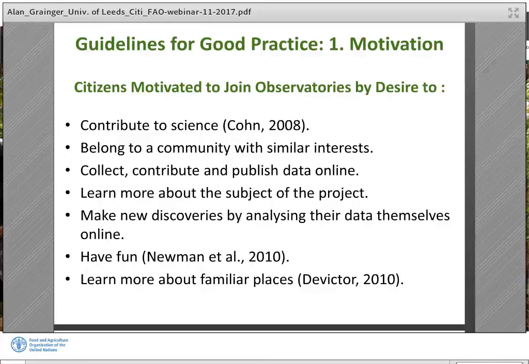Lessons learned over many years in citizen science projects can be used to construct guidelines for good practice for citizen observatories. For example, establishing a citizen observatory requires the motivation of a large group of volunteers, and citizen observer technologies should facilitate this. People will be motivated to participate by a desire to contribute to science, belong to a community with similar interests, collect, contribute, and publish data online, learn more about a particular subject or place, make new discoveries by analyzing their data themselves online, and have fun.